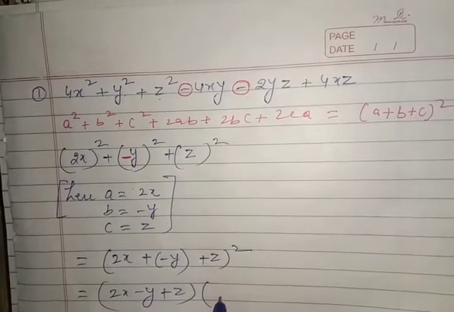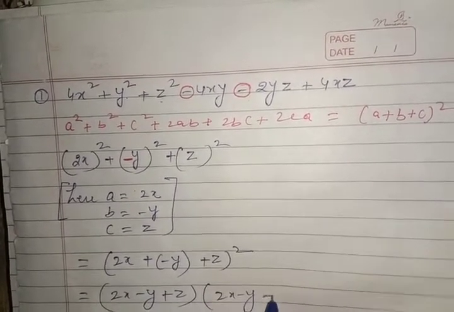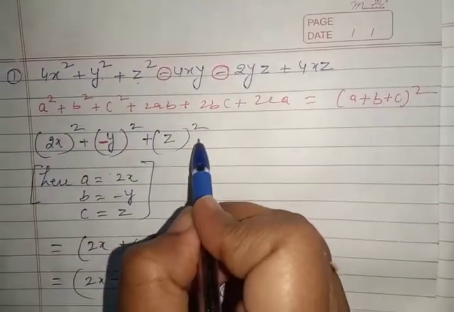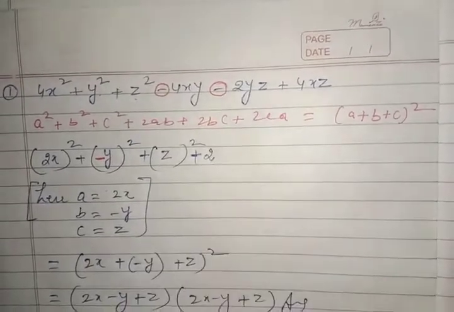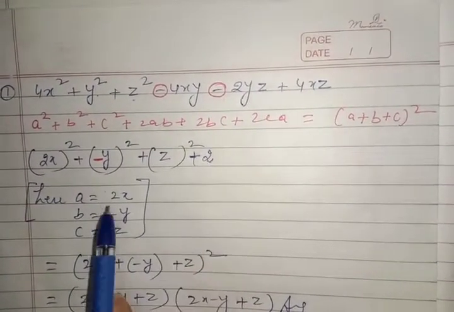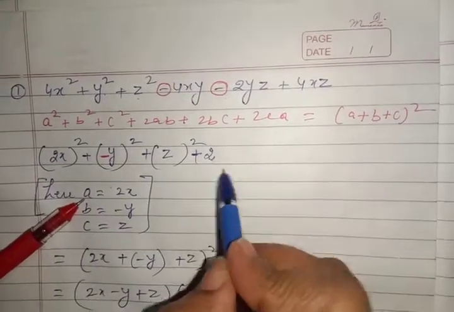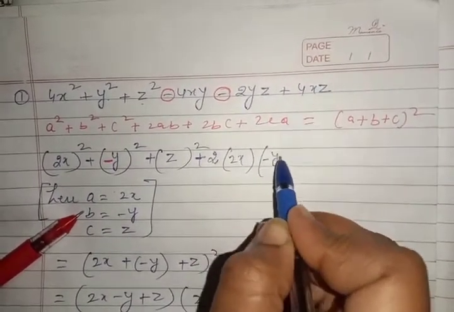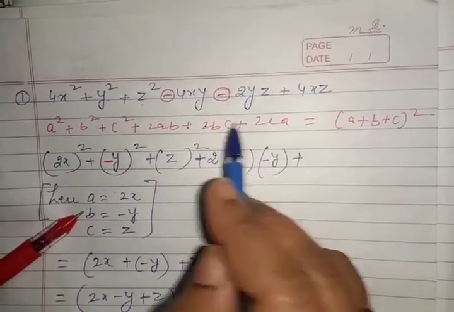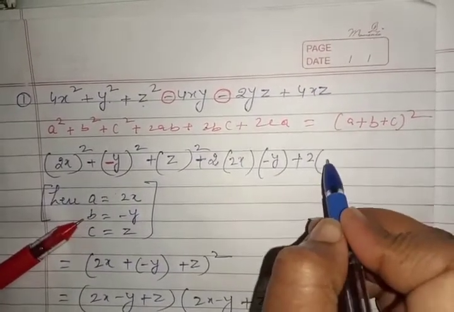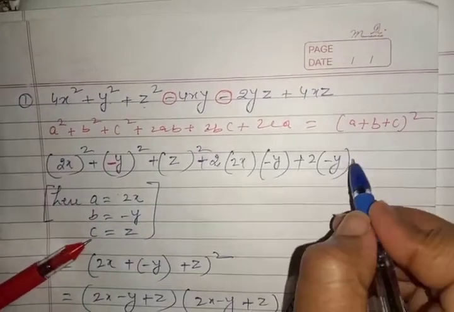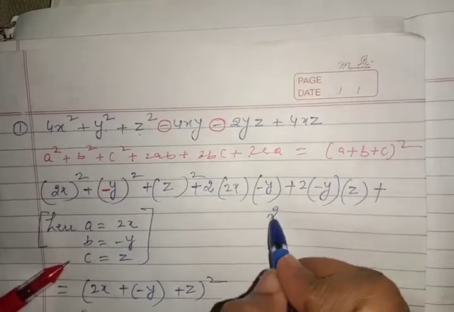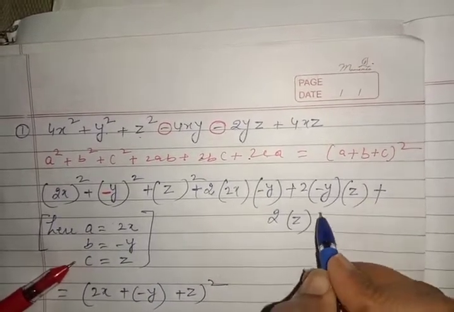Our final answer is this bracket and this bracket. We have got our final answer, but some steps are missing. So here we will write plus 2. Now go back to the previous step. 2, pick up a from here. A is what? 2x. Pick up b from here, minus y. Then plus 2bc. 2, pick up b from here, minus y. Then pick up c from here, which is z. Third term, 2ca. So 2, c is z and a is 2x.